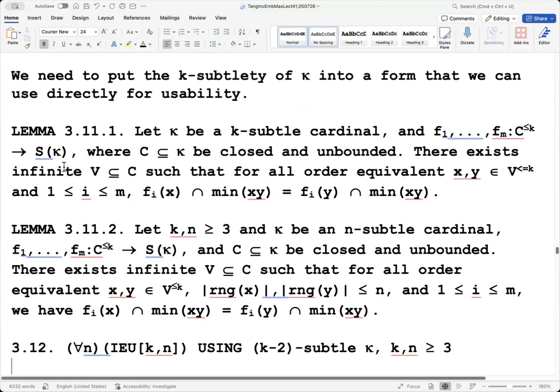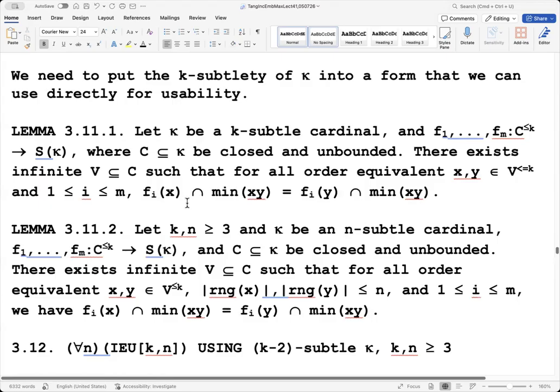So there is a piece of combinatorics that's really relevant that comes out of subtleness. If you have finitely many functions defined on a closed unbounded set, of arity at most k, then you can find a set such that order equivalent things.